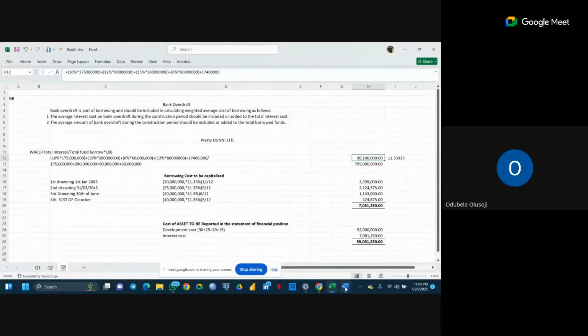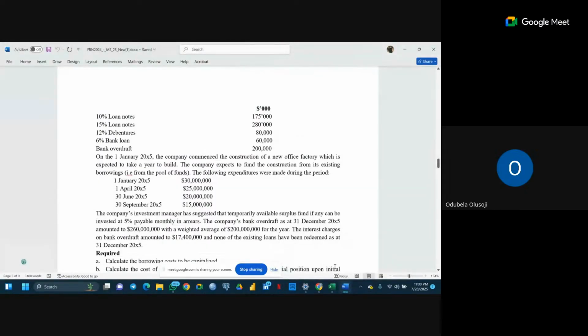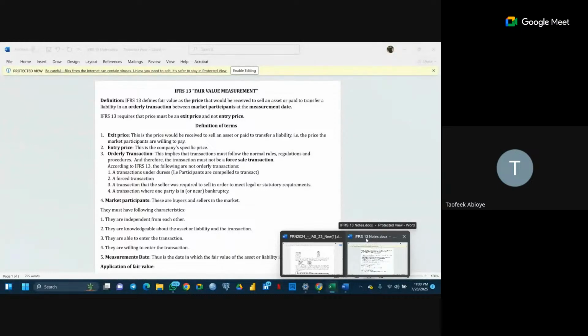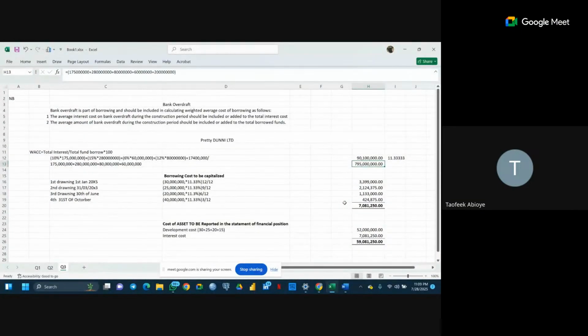Yes, sir. Thank you, sir. Then another observation, sir. The bank overdraft is only the interest we make use of. We don't make use of the real amount that we added from the total amount, total fund borrowed. How much is the bank overdraft? How much is it? Is it not 200 million?